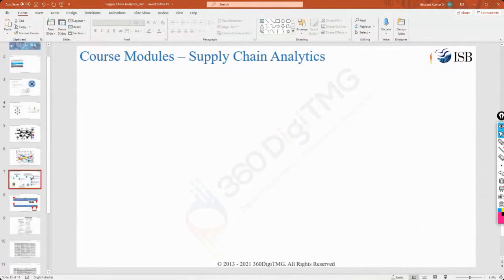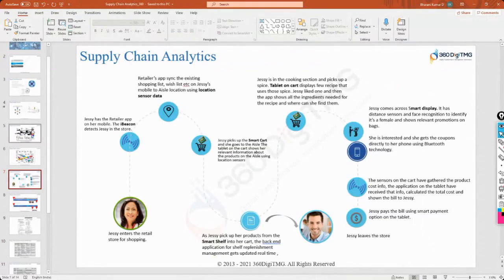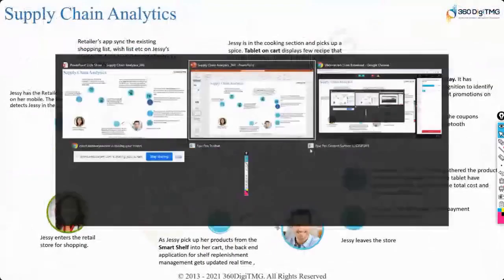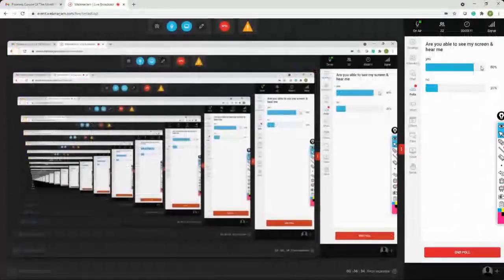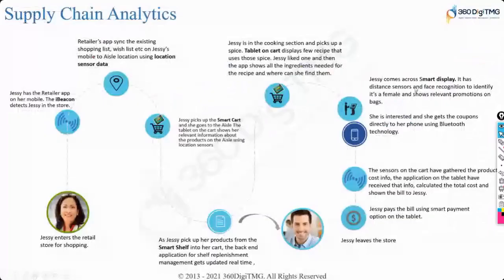So this is a screen, guys. If you are able to see my screen and hear me, please let me know. I'll be more than happy to proceed further with the session. So now I'll check this. Yep, 80%. Once again, I'll just write the statement here so that people who have issues will fix it.